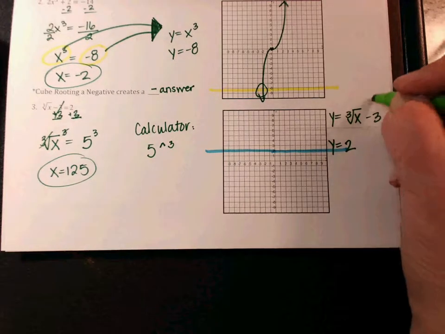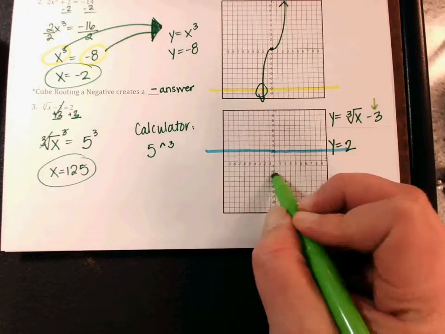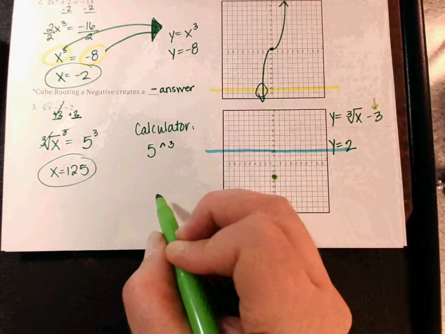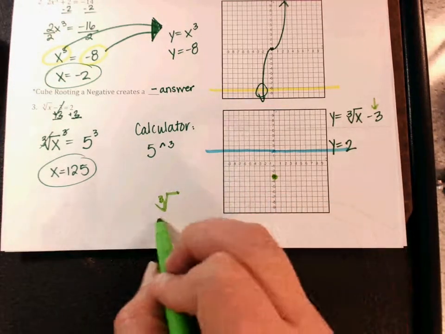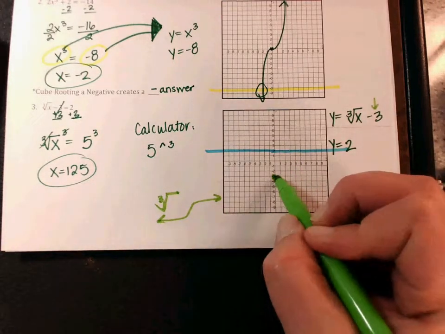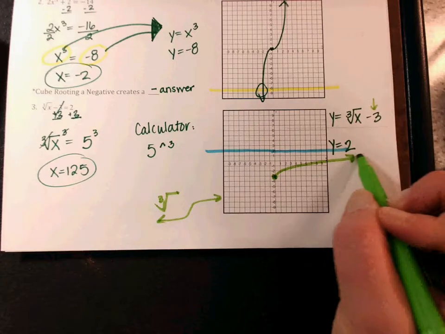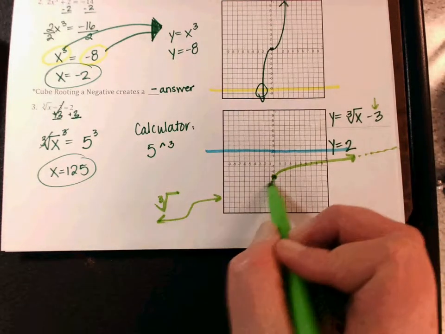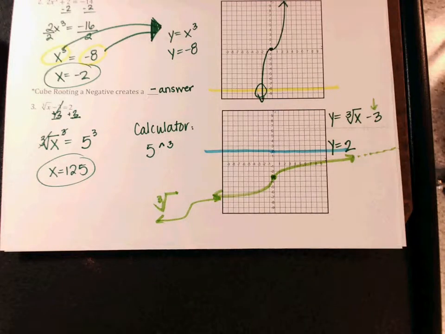So I will go down 3. And now look, my cubic graph is a squiggle kind of up and down. But remember that your cubic root graph goes sideways. Do you remember that from yesterday? So my graph is going to go over here forever and ever. And eventually, is it going to hit that line? Okay, but not till 125, so way off your graph. But you can still see it's only going to hit once.